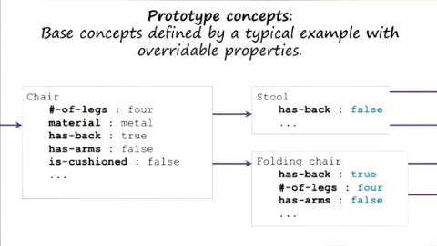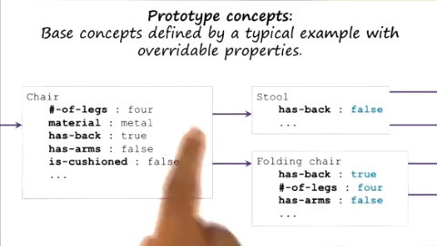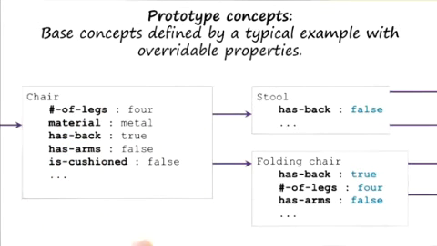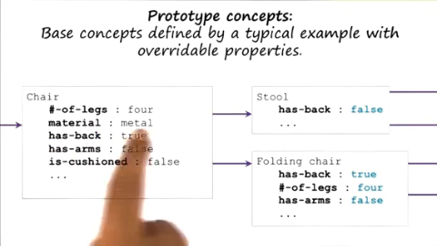Recall that when we were talking about frames, we were also talking about inheritance and default. The notion of default in frames is closely connected to the notion of typical properties in concepts. So chair has this prototypical notion with some of these typical properties, and we can think of this as having default values. By default, we assume the number of legs is 4, the material is metal, and so on.